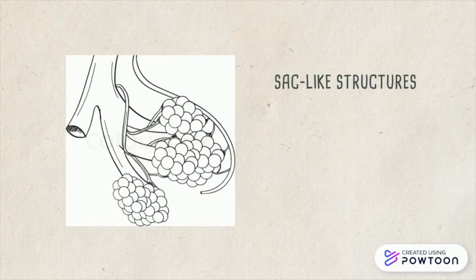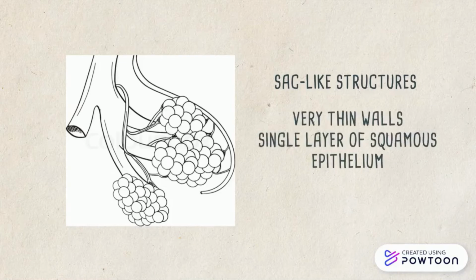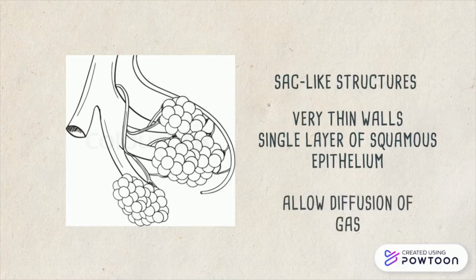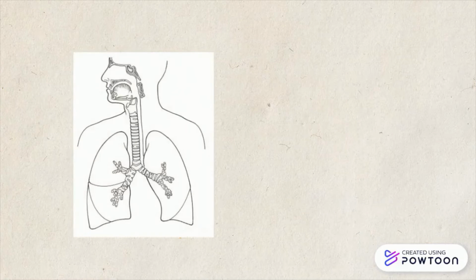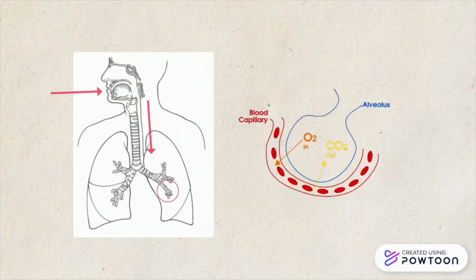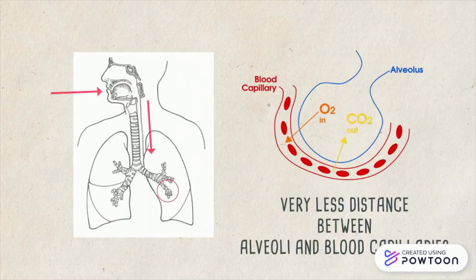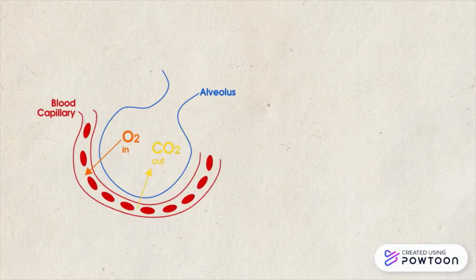Alveoli are sac-like structures in which the actual gas exchange takes place. These structures have very thin walls made up of a single layer of squamous epithelium. Alveoli also allow for diffusion of gas. Let's look at how the actual gas transport happens inside a single alveolus. The air that we inhale enters the lung and reaches the alveoli. It is very important to keep a very short distance between the alveoli and the capillaries. As we can see, the alveoli are surrounded by capillaries that are only 1 cell thick.